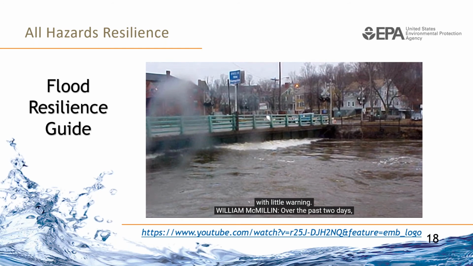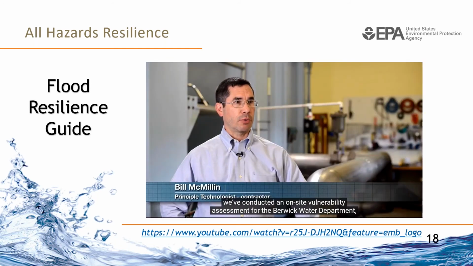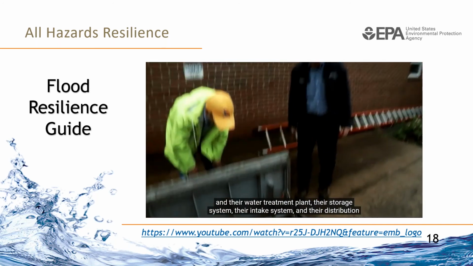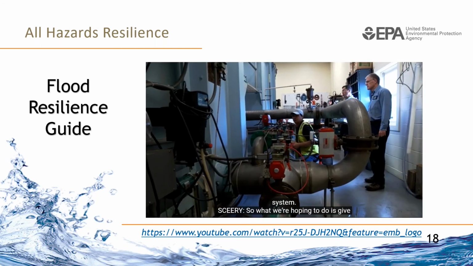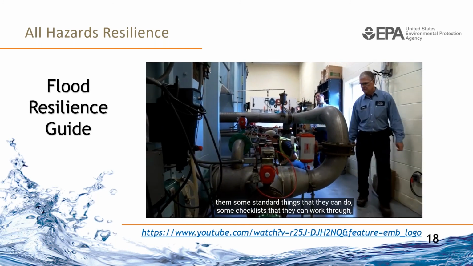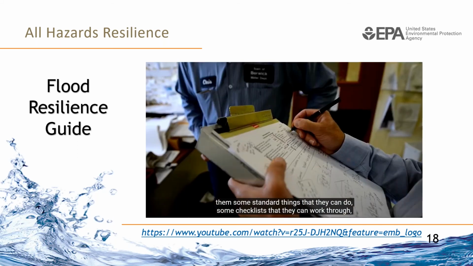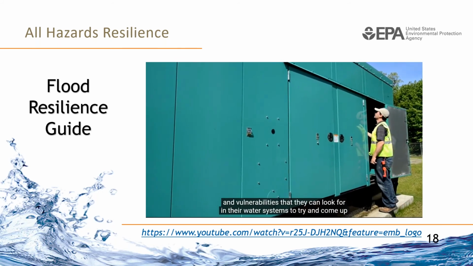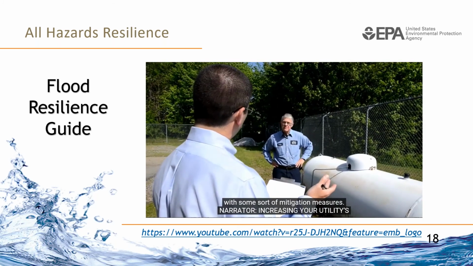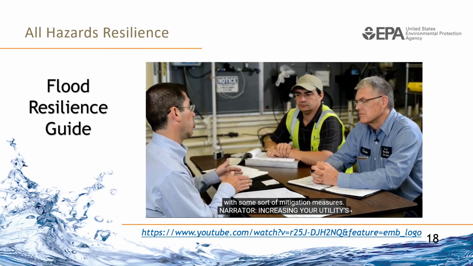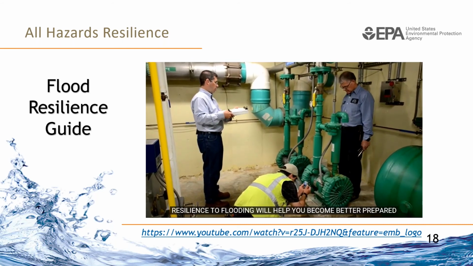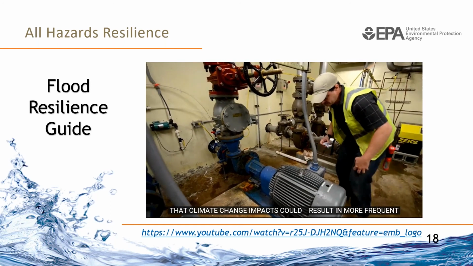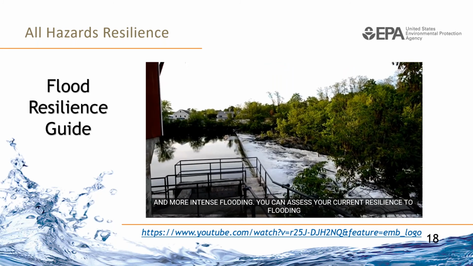Over the past 2 days, we've conducted an on-site vulnerability assessment for the Berwick Water Department and their water treatment plant, their storage system, their intake system, and their distribution system. So what we're hoping to do is give them some standard things that they can do, some checklists that they can work through, and vulnerabilities that they can look for in their water systems to try and come up with some sort of mitigation measures. Increasing your utility's resilience to flooding will help you become better prepared for and prevent damage from future flooding events, especially considering that climate change impacts could result in more frequent and more intense flooding.